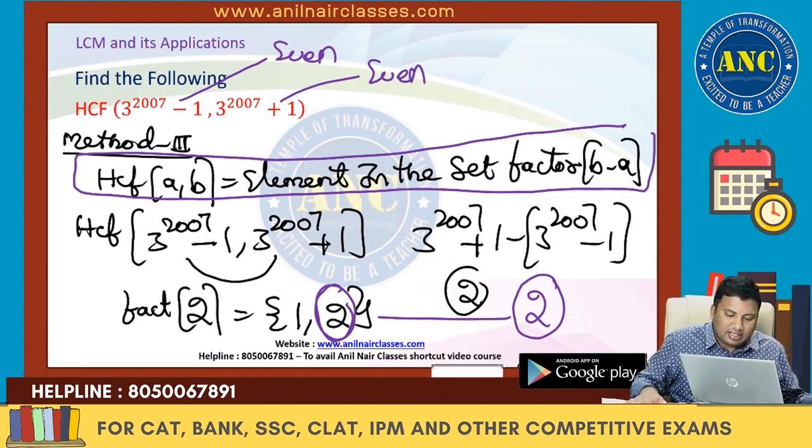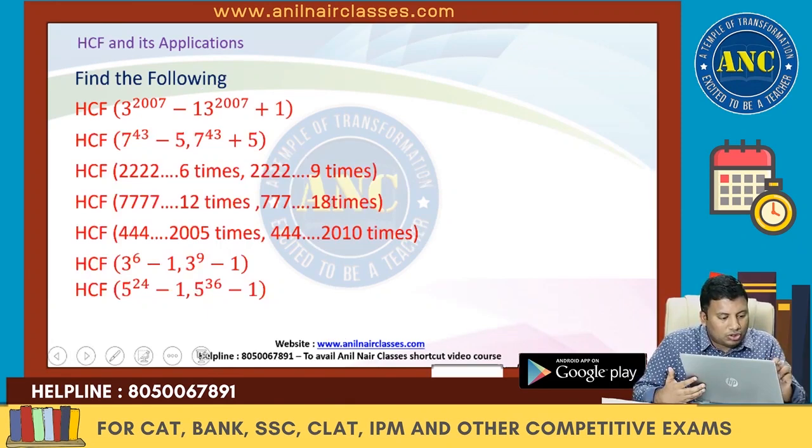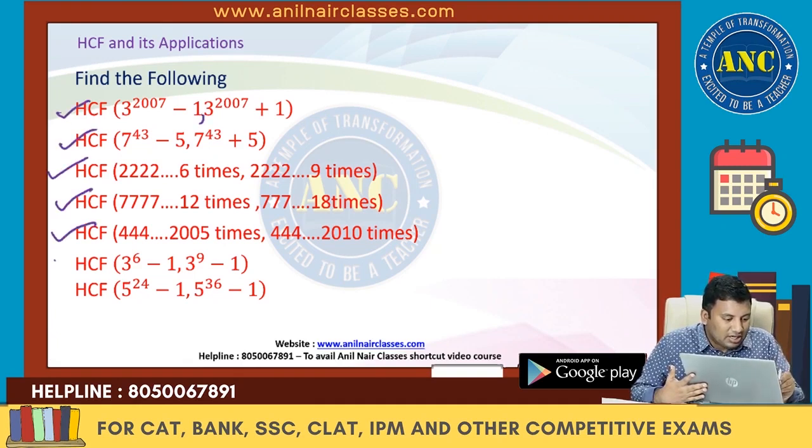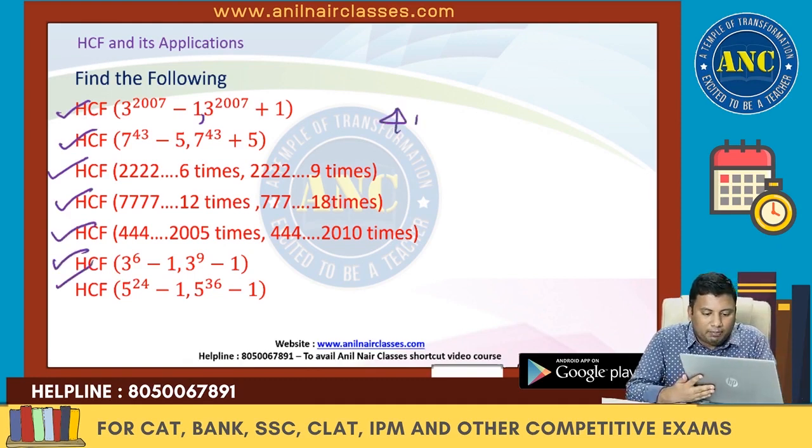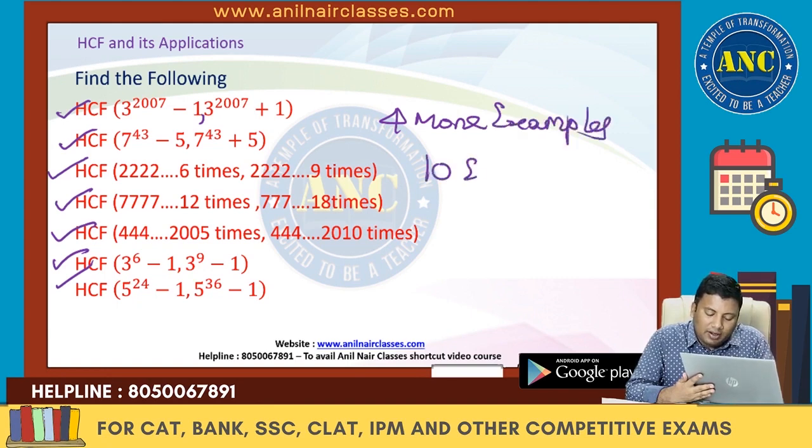Element in the set factor of B minus A. Method 1, method 2, method 3. Now we have got 6 examples. From these 6, I will create 4 more examples. Total 10 examples I will give, so that this concept will be crystal clear to you.